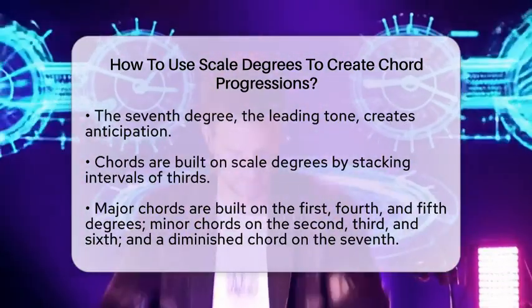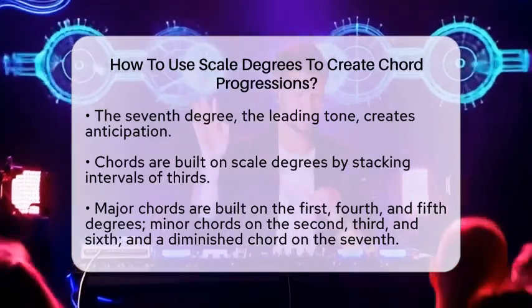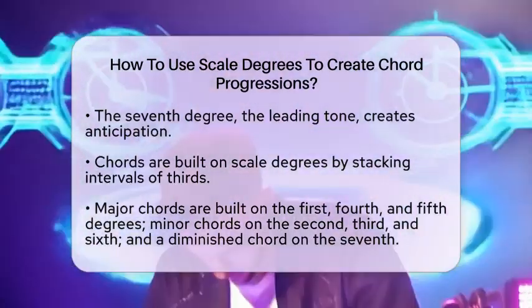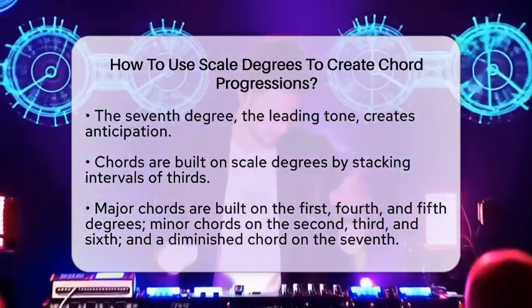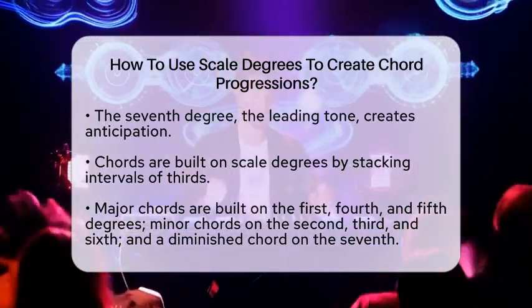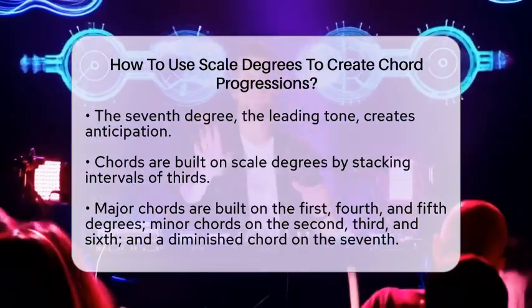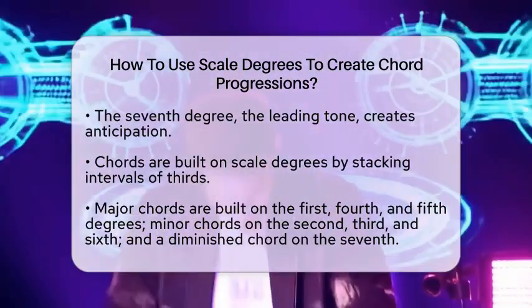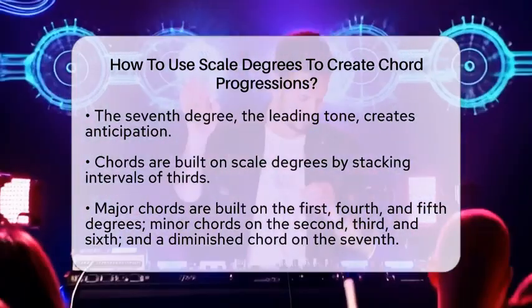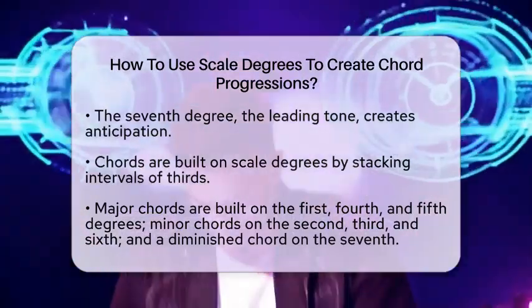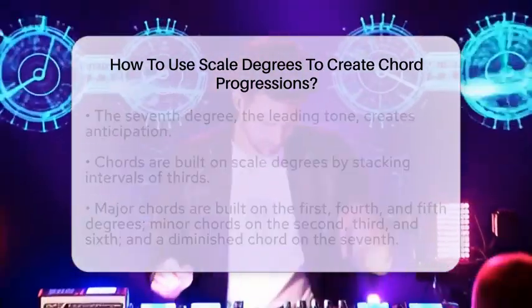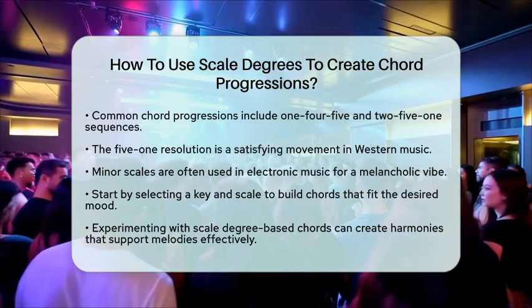In electronic music production, these progressions can be adapted to fit different styles. Minor scales often dominate the genre, lending a melancholic vibe. Chord progressions built on minor scale degrees are common, and producers may use the minor pentatonic scale to create a distinct sound. To apply this knowledge practically, start by selecting a key and scale.